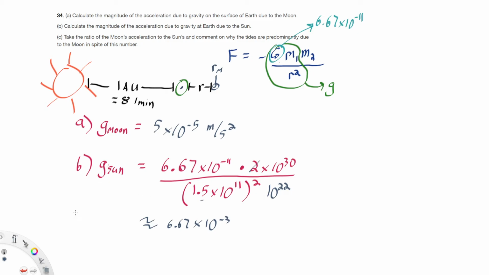All right, so when I actually use a calculator, I get 5.93 times 10 to the minus 3. Again, I think my approximation was pretty okay, considering that I didn't have to stop and pull out a calculator.